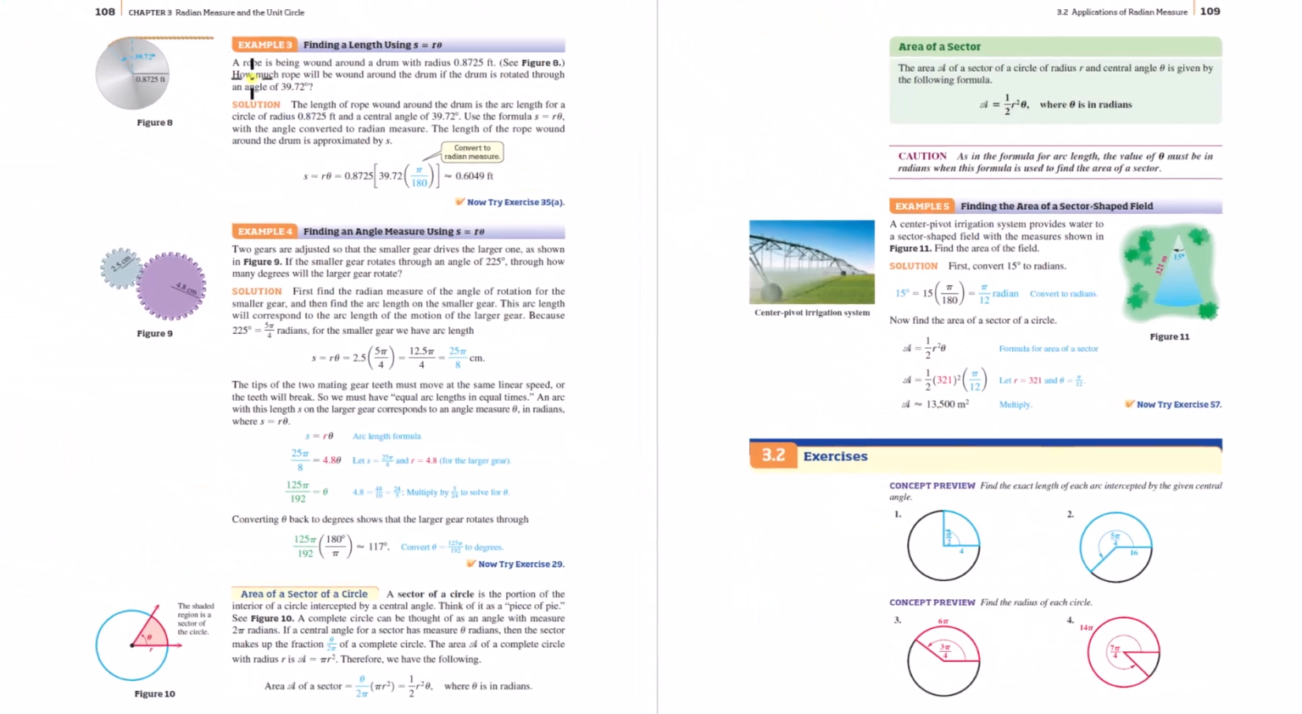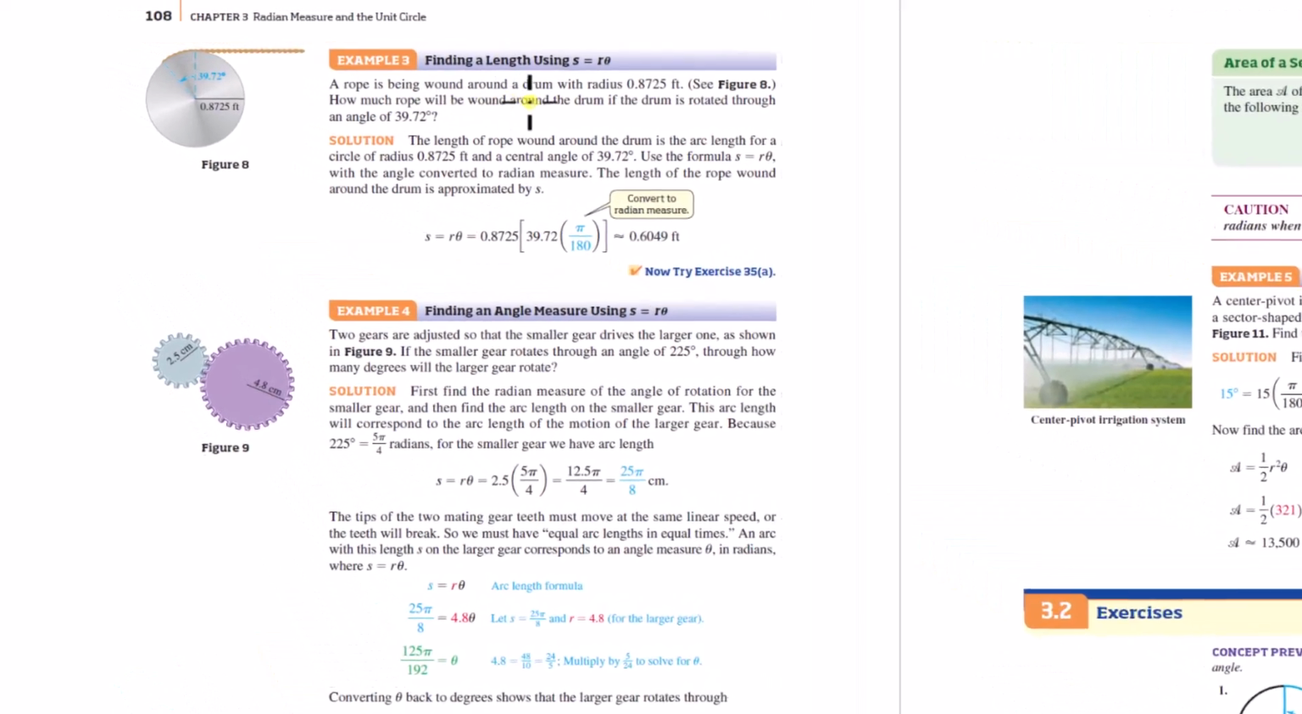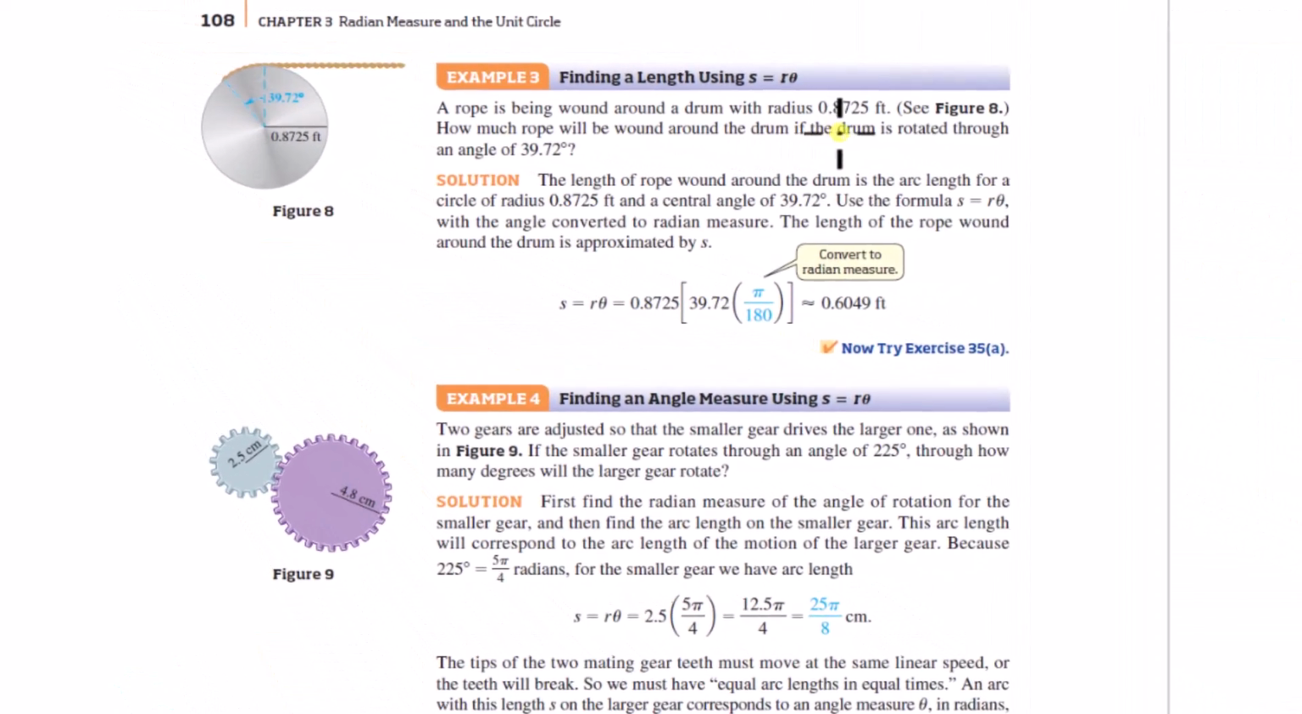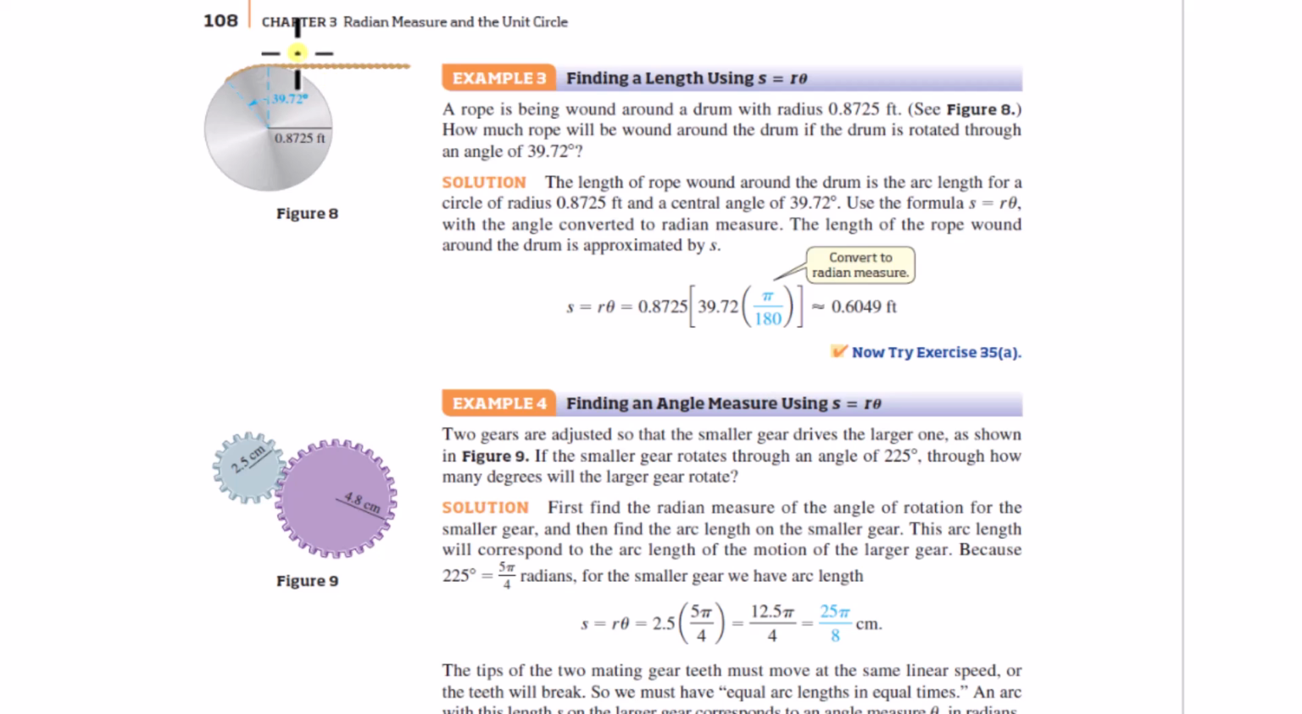Okay, here it says a rope is being wound around a drum with radius 0.8725 feet. So a rope is being wound around a drum, or you could think of a chain being pulled in by a winch or something. How much rope will be wound around the drum if the drum is rotated through an angle of 39.72 degrees? Okay, so yeah, you can think about coming across an application like this. If you know the drum rotates through 39.72 degrees, how much rope has been pulled in?